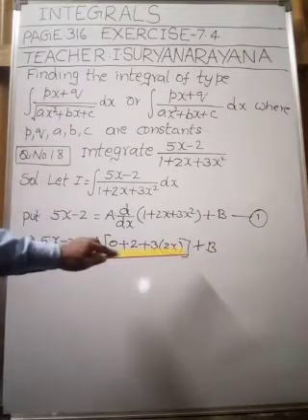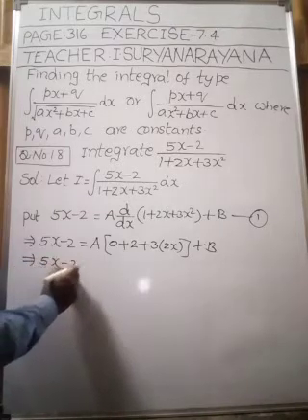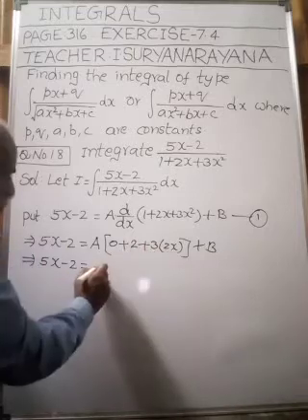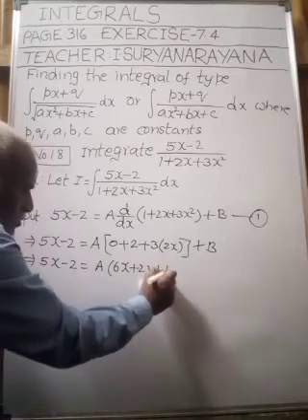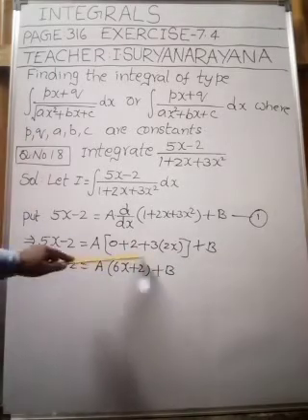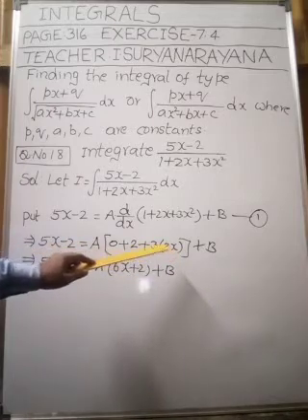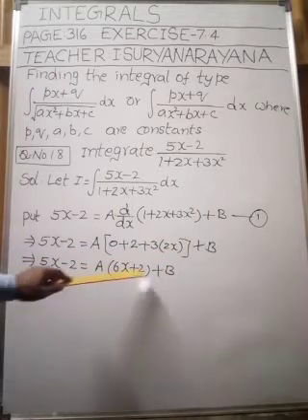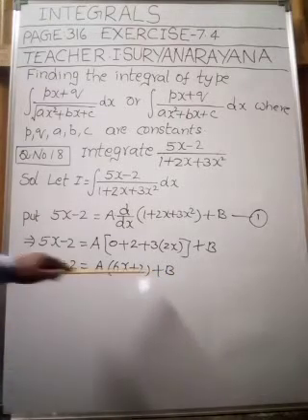Okay, my children, understood this step? Right. This implies 5x minus 2 is equal to, what will you get here? A into (6x plus 2) plus B. Isn't it, my children? By simplifying and rearranging the terms, we get 3 2s are 6, 6x plus the constant is 2. Understood this part, my children? Right. Plus B. Understood this step?